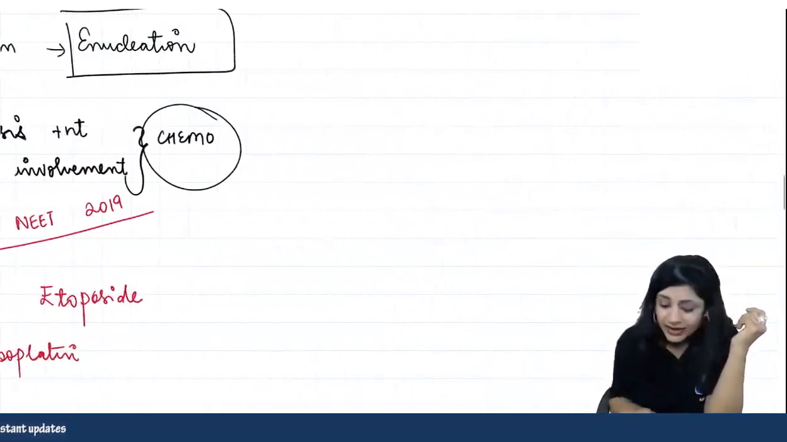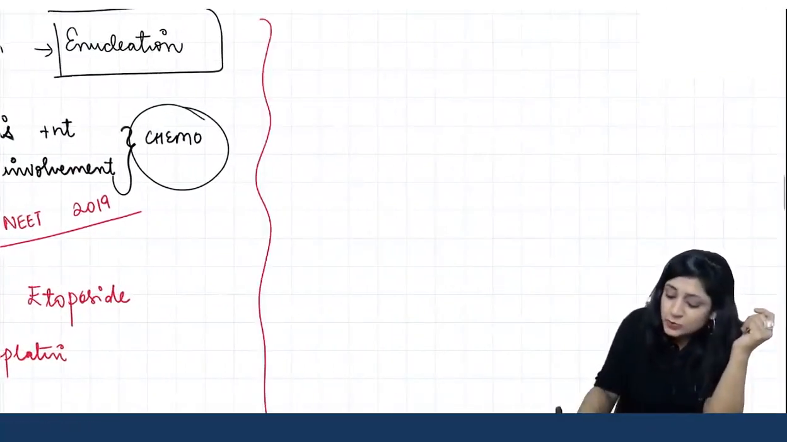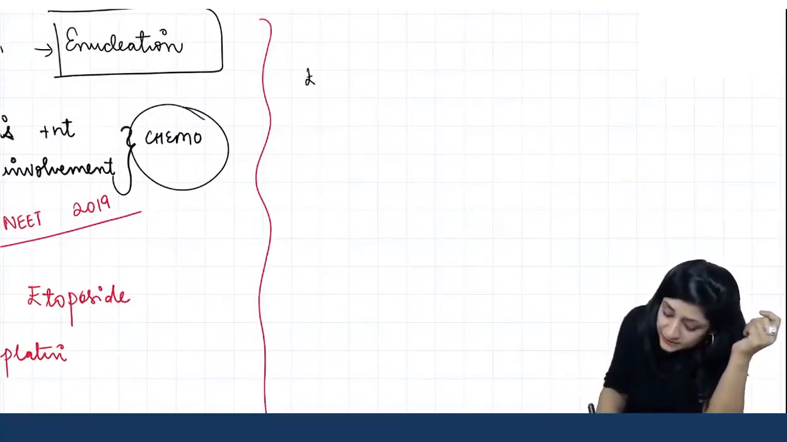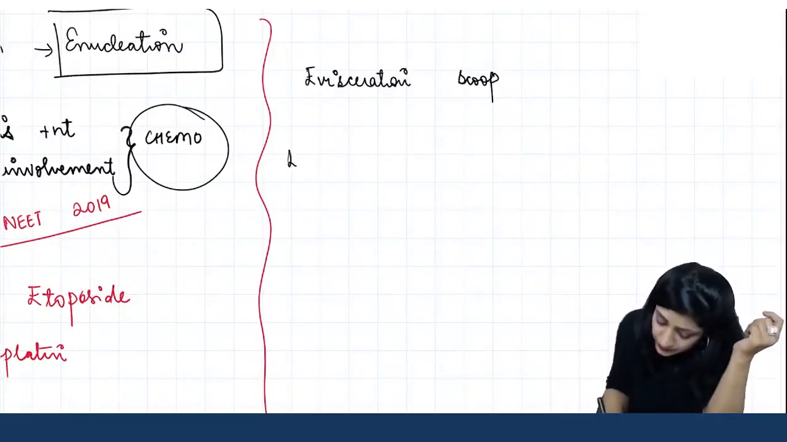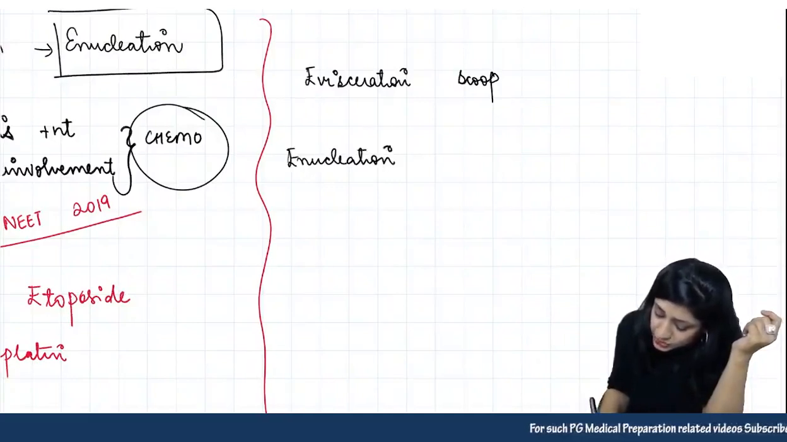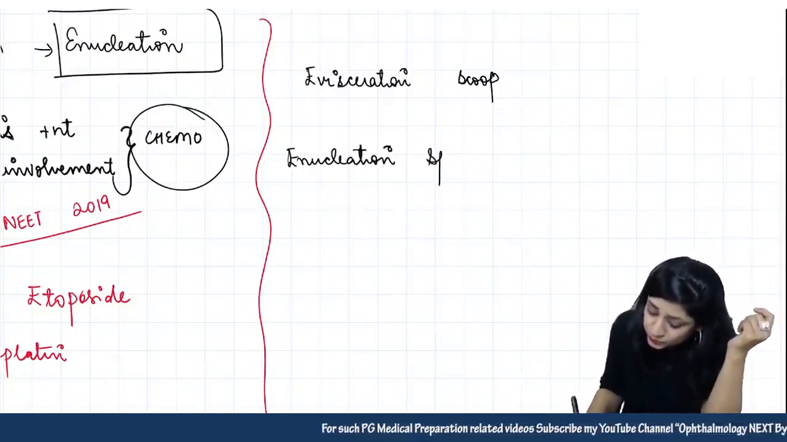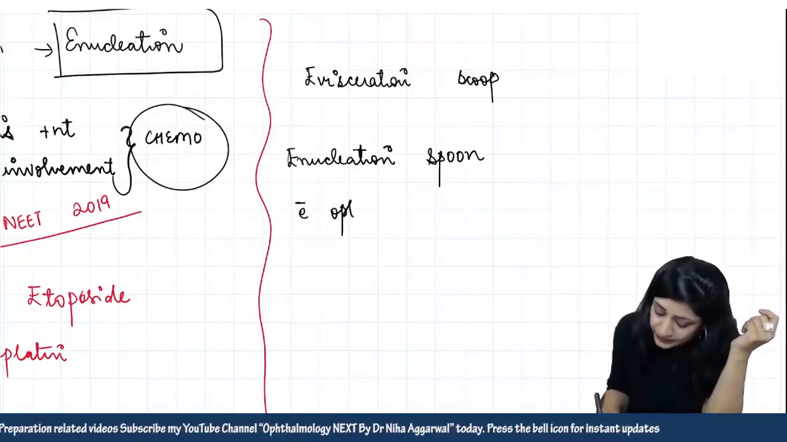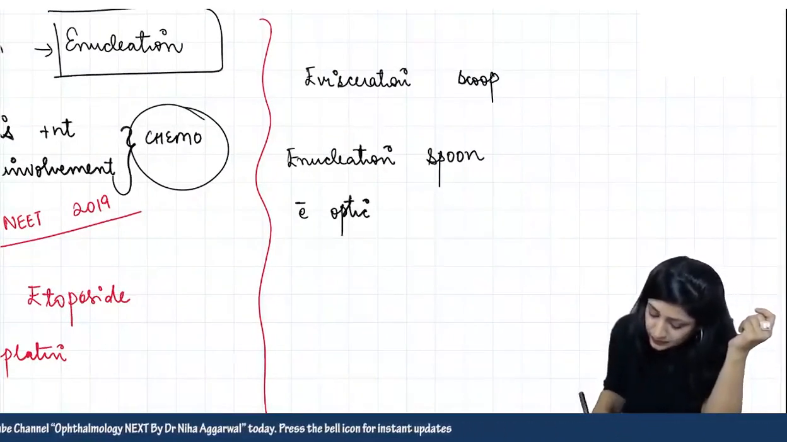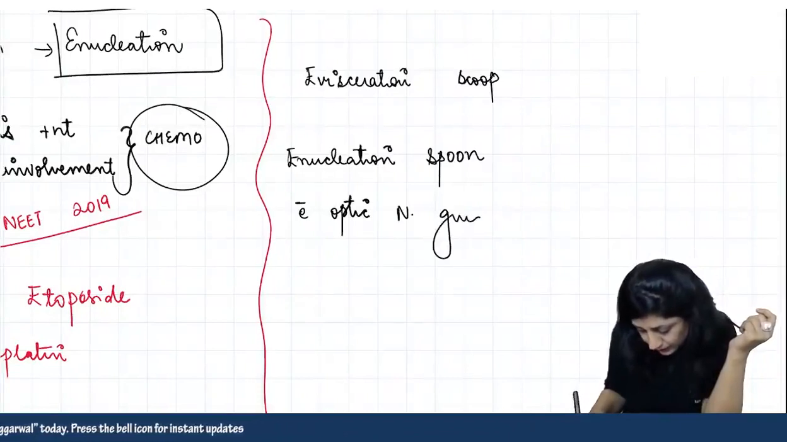Enucleation optic nerve guide. You people keep dropping things from in between. For evisceration we are using the evisceration scoop. Then we have the enucleation. For the enucleation we are using the enucleation spoon with the optic nerve guide.